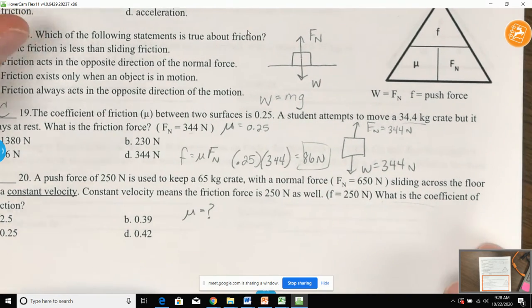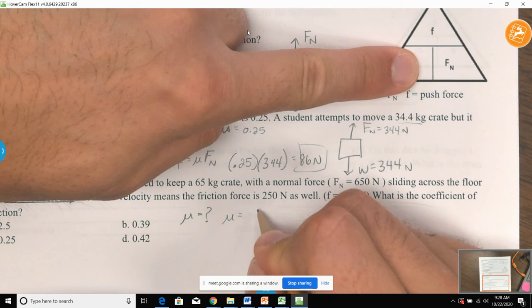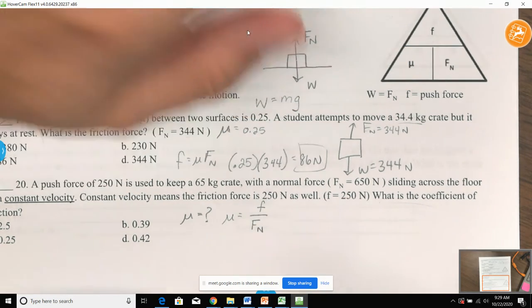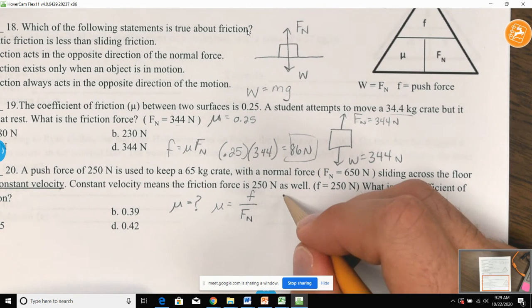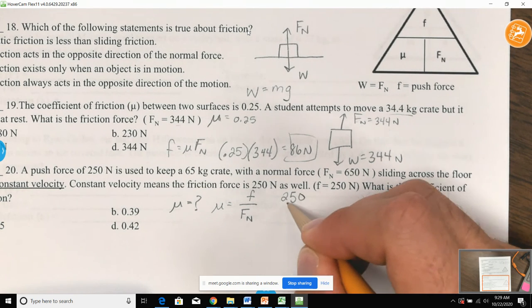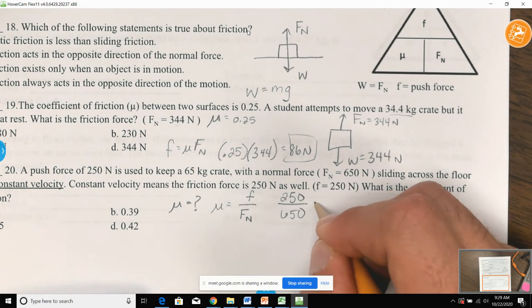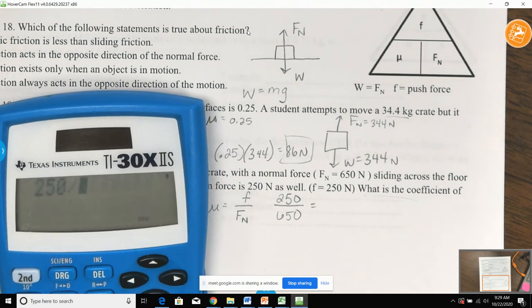How do I solve for that in the triangle? If I cover it up, what am I dividing? Good. F over Fn. And guess what? We have both of them. F is 250, and normal force is 650.